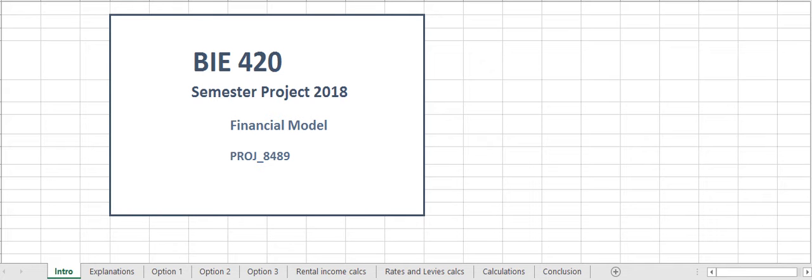The structure of the walkthrough will be, firstly, explaining the layout of the spreadsheets and where relevant calculations can be found. Secondly, a walkthrough of each of the three options and their results and the relevant assumptions made, as well as the related calculations. And thirdly, the sensitivity analysis and conclusion.